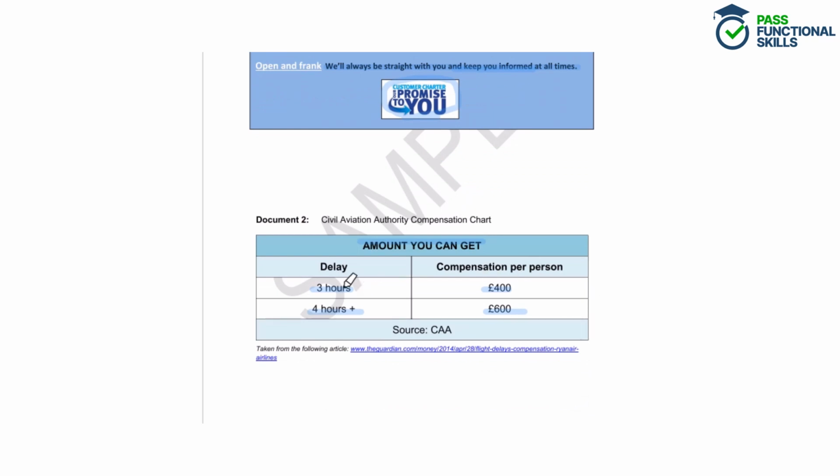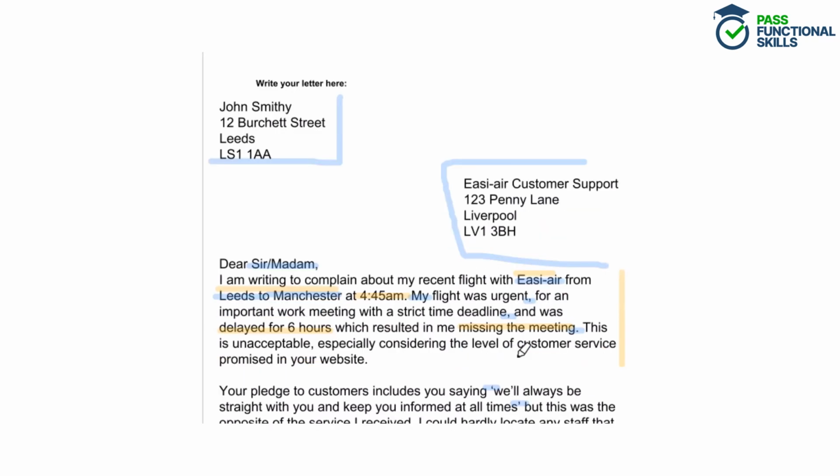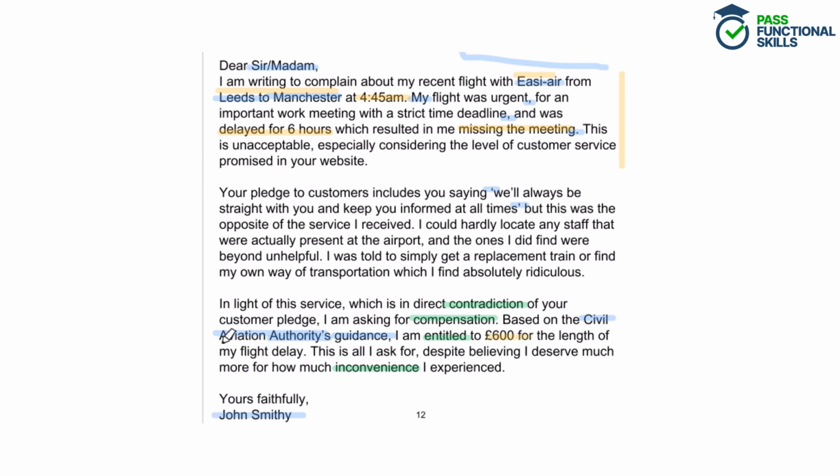So for example, they've said that they want £600 compensation according to the Civil Aviation Authority's guidance. So see if you can use the documents for inspiration to help you include more detail. You can also create a sort of spider diagram, a kind of mind map, before you start writing, so that you are sure that you've got lots of details that you can include there. But make sure that you're only including relevant details. You need to explain what happened and persuade in this letter here, so don't go off topic at any point.